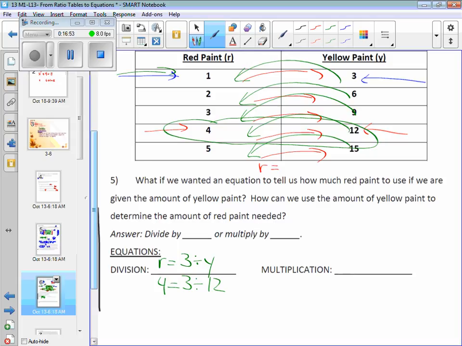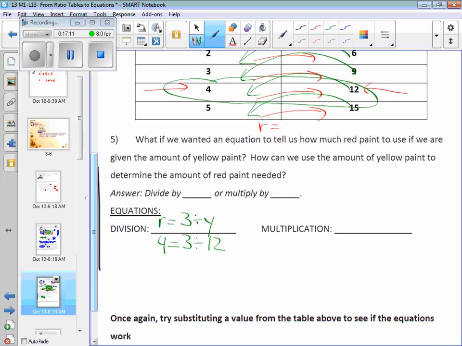Yeah, the 12 and the 3 have to be switched. Is 12 divided by 3 4? So what do I have to do to my equation to make it true? R equals what? Y divided by 3. Let's see if it works. And we'll pick another set of values to see if it does.